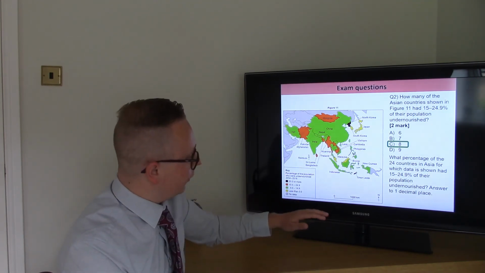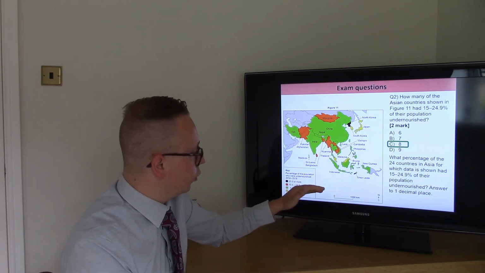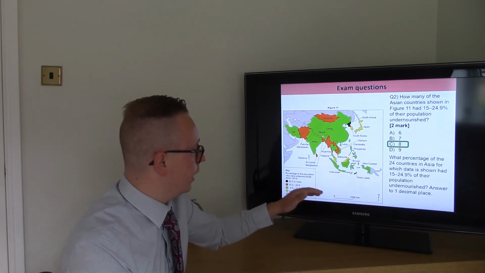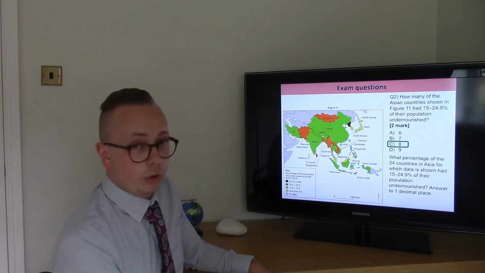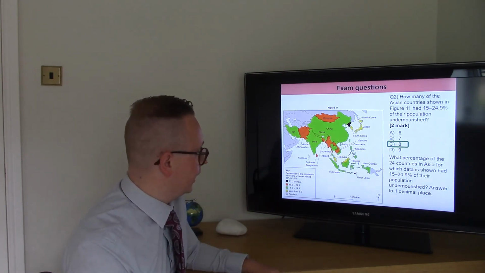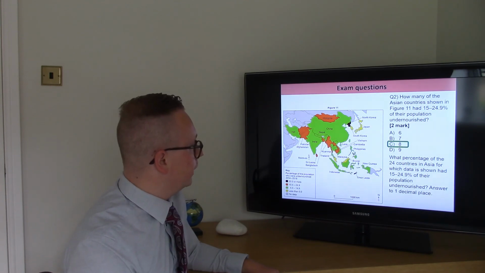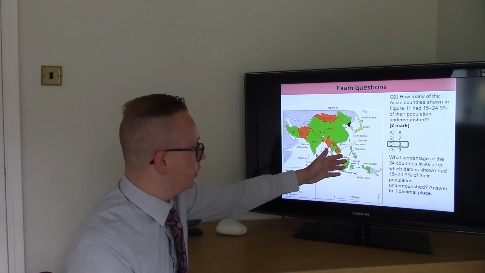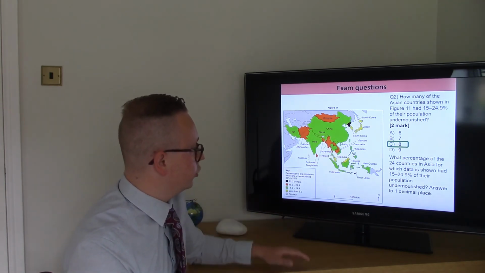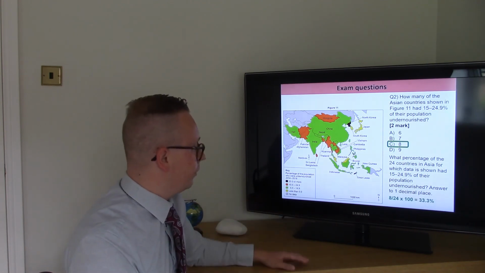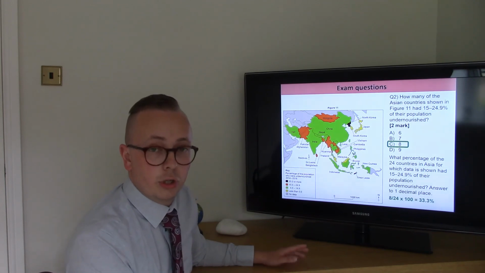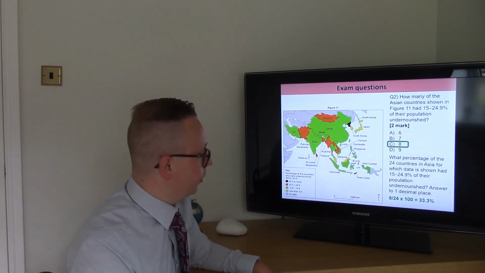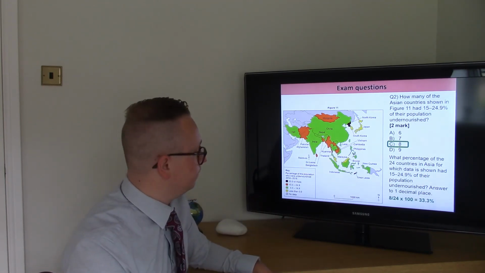And then the second part of the question says, what percentage of the 24 countries in Asia for which data is shown had 15 to 24.9% of their population undernourished? Answer to 1 decimal place. Important we do that to get the mark. So we know we've got 8 countries that fall into that category out of a total 24. So 8 divided by 24 times 100 gives you 33.3% recurring. Just leave that at 33.3% to get the mark.